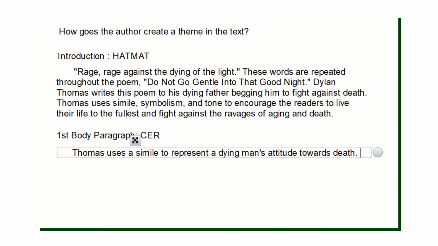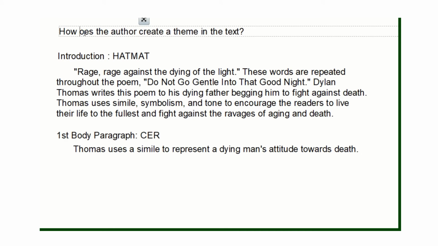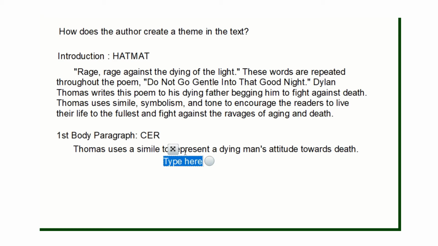So now we have a claim. We said, okay, the question is, how does the author create a theme in the text? So we've already got our introduction. We told the reader that we would be talking about simile, symbolism, and tone. So our first body paragraph is about simile. Thomas uses a simile to represent a dying man's attitude towards death.